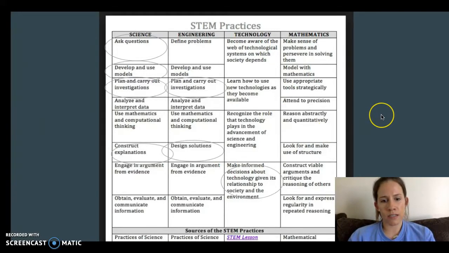For the STEM practices, I circled some things that I think that I do. This was in this module; I copied and pasted the image and then circled my own. So: ask questions, develop and use models, plan and carry out investigations, design solutions, make informed decisions about technology in relation to society and environment. We have a whole unit on environment, so I think that key one in technology was really one that I hit. And I don't teach math, so I don't have a lot of math that I practice daily in my classroom.